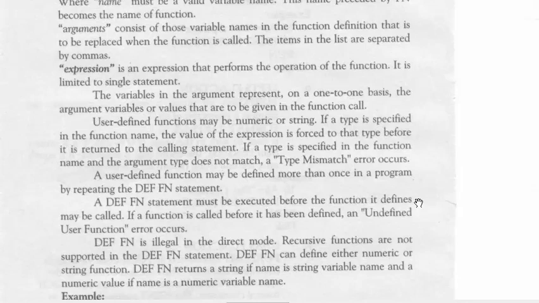DEF FN is illegal in direct mode. Recursive functions are not supported in the DEF FN statement. DEF FN can define either a numeric or string function. It returns a string if the name is a string variable name and a numeric value if the name is a numeric variable name. We had studied two modes, direct mode and indirect mode. You cannot use DEF FN in direct mode. You have to use it in indirect mode.